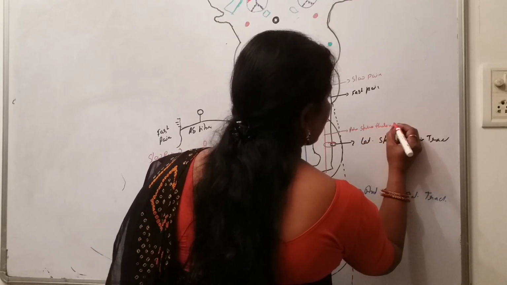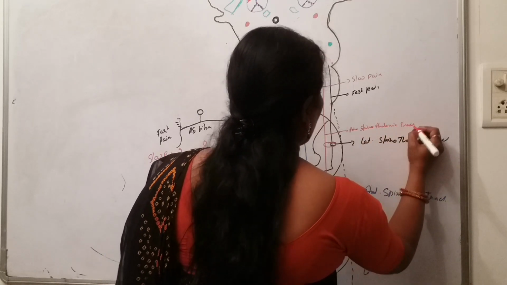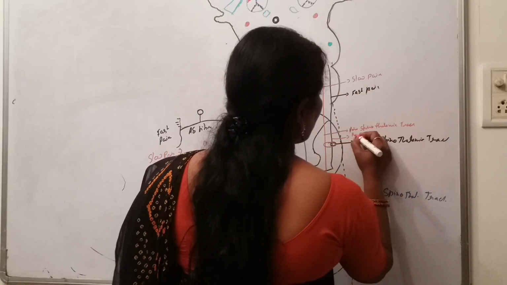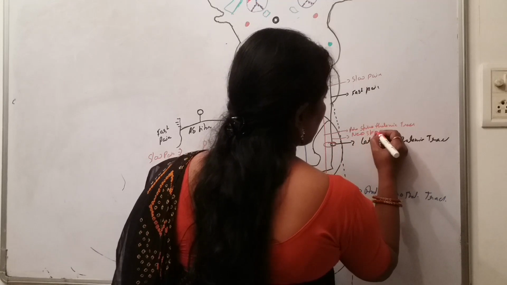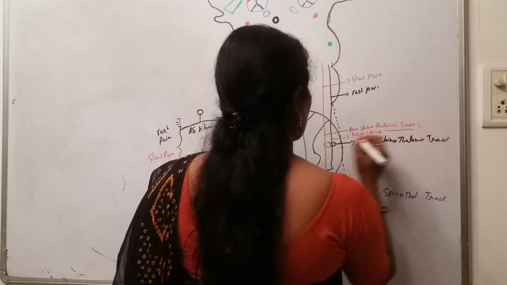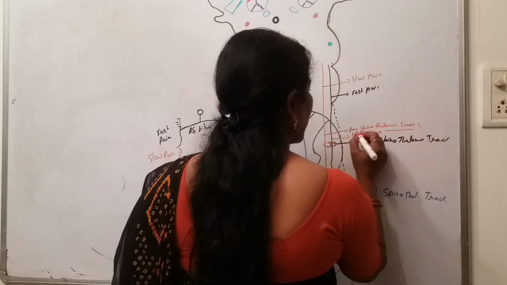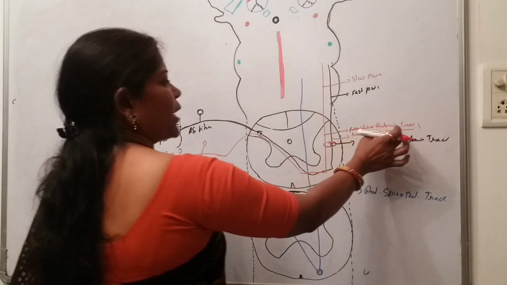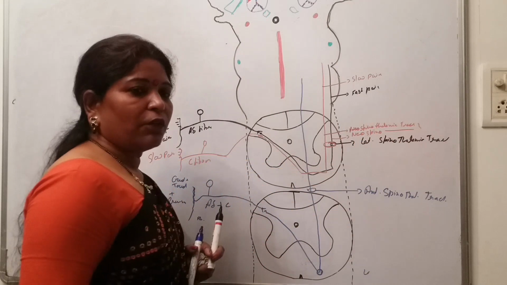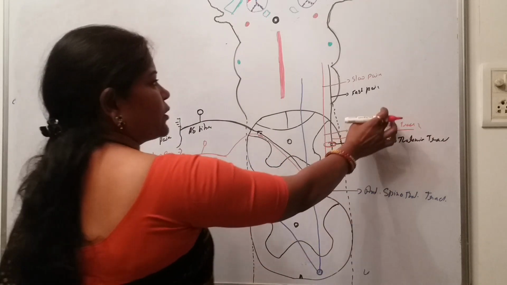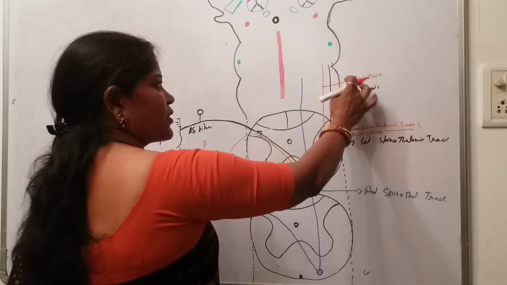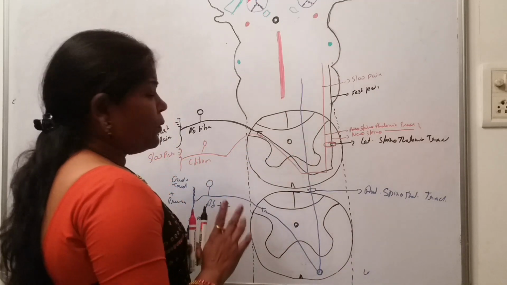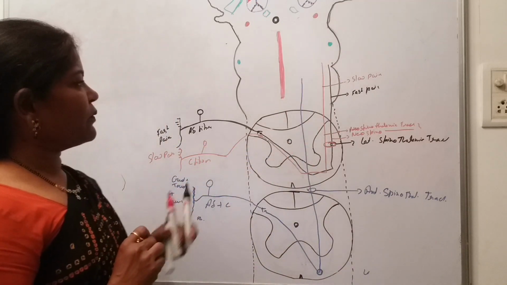paleo-spinothalamic tract, and this fast pain, it is the neo-spinothalamic tract. So all together the paleo and the neo-spinothalamic tract. The neo-spinothalamic tract, it is for the fast pain, and the paleo, it is for the older concept which is carrying the slow pain fibers. It is like that. Now the nomenclature we will see here.